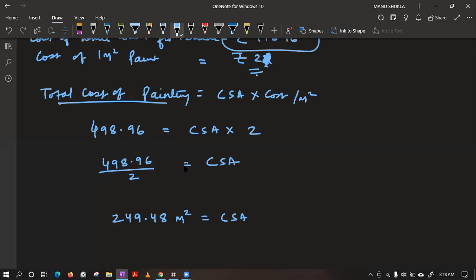Class, is this correct? This is the inner curved surface area. Please confirm and recheck. Then we have to find the volume of air inside the dome. Class, please confirm. Is this correct?